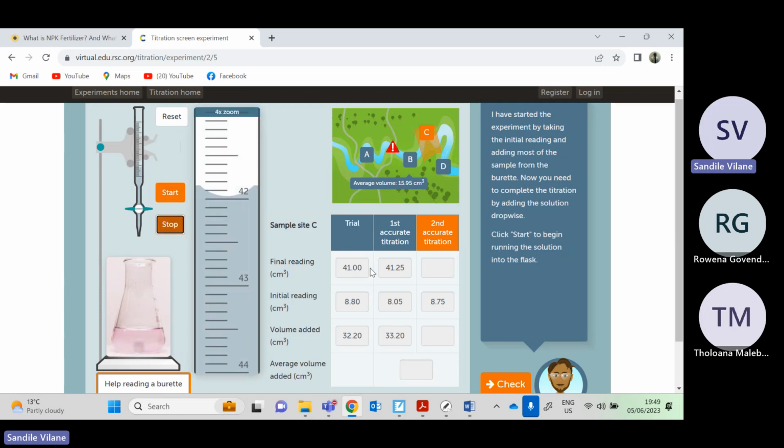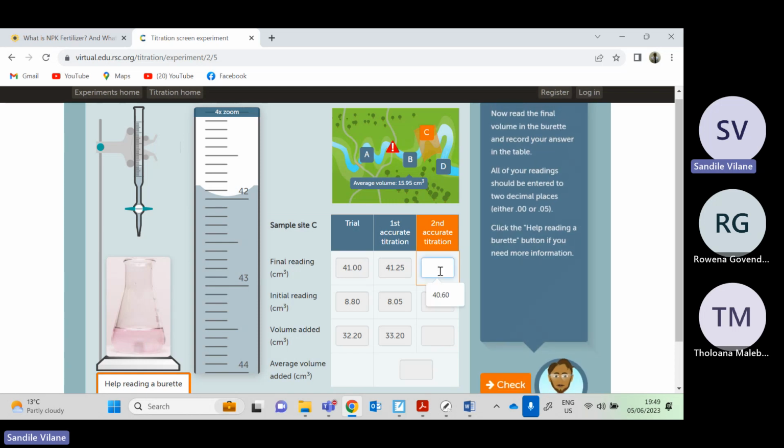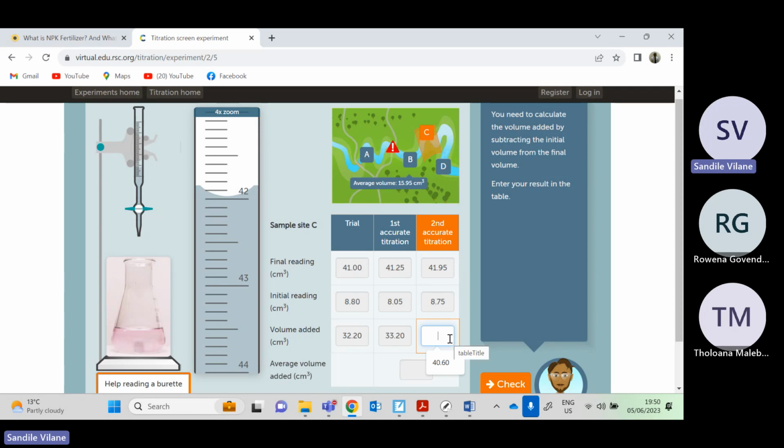Okay, I think that's about fine. Let's check. Perfect. And then we read the final volume. It is 41.95. That's correct. Next, can you do the calculation there, the difference? It's also 33.20.